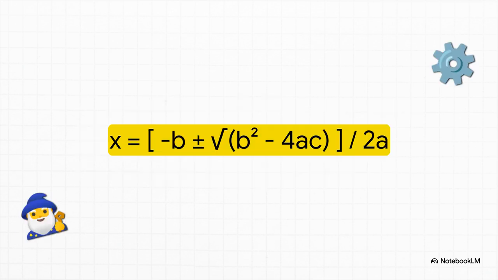And here it is, the quadratic formula. I know, it might look a little intimidating at first, but where it comes from is pure genius. Just imagine taking the general form of our equation, that ax squared plus bx plus c equals 0, and painstakingly applying the completing the square method to it. This formula, this is the answer you get at the end. It's like a pre-solved puzzle that works for every single quadratic in the universe.